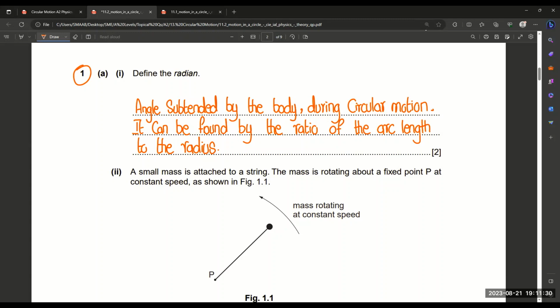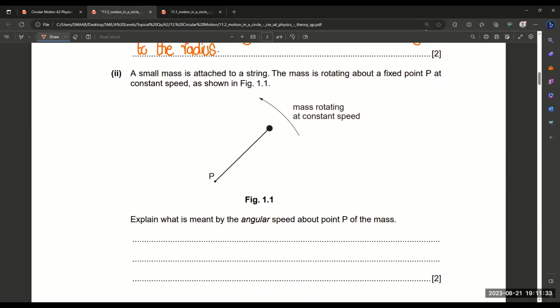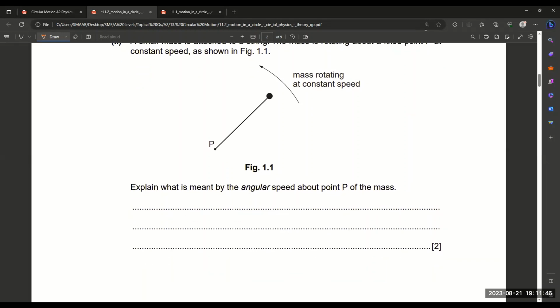In the next part, we have a mass attached to a string and it is rotating in the anti-clockwise direction, as mentioned in the diagram, with constant speed. A small piece is attached. The mass is rotating about fixed point P at constant speed. Now the question is: explain what is meant by the angular speed about point P of the mass. So they are asking about the angular speed, which is also a basic concept.